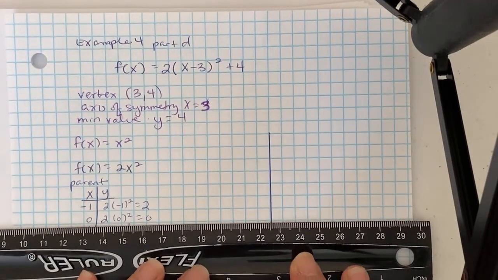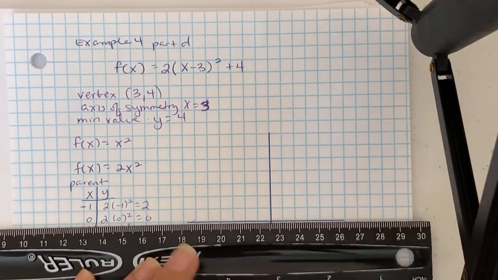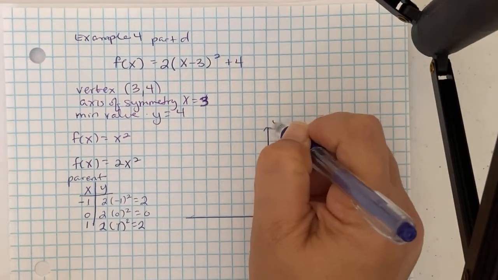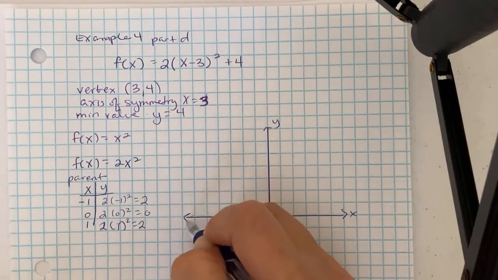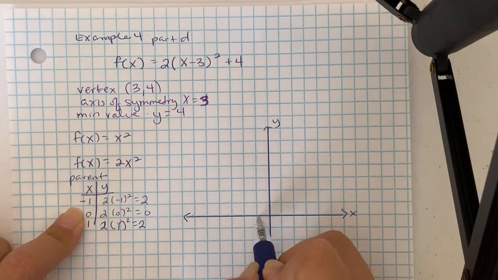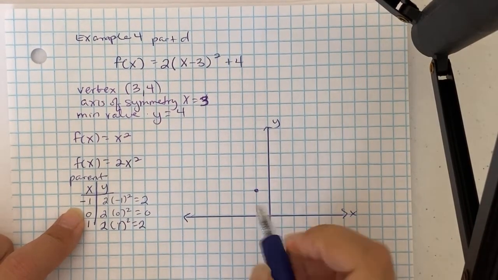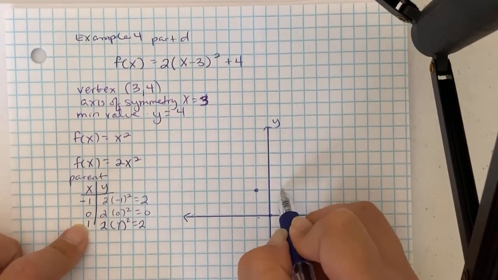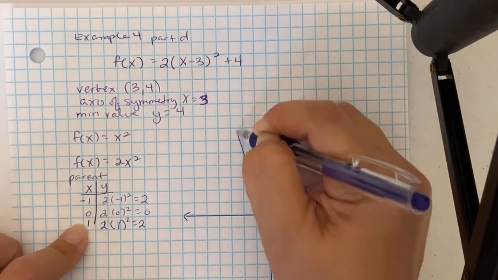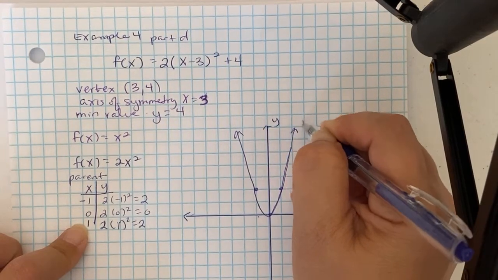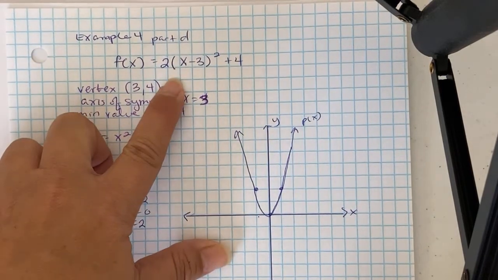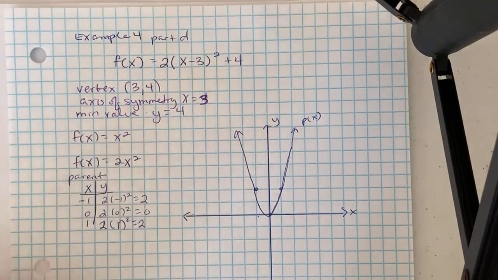Now the coordinate grid. Label your axes, x and y. We're going to start with our first parent point, which is -1, 2. So we have a dot at -1 x, positive 2 y, then 0, 0, and then 1, 2. We're going to say this is our parent. I'm going to call it P of x to represent the parent. And now we're going to graph our actual graph. From here, we're going to have to do our shifts.